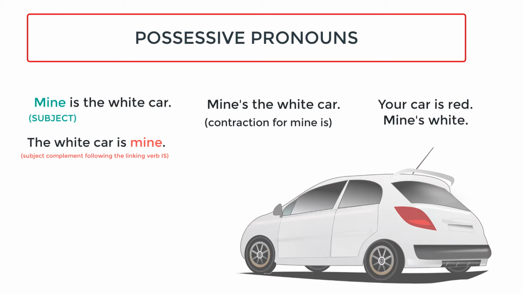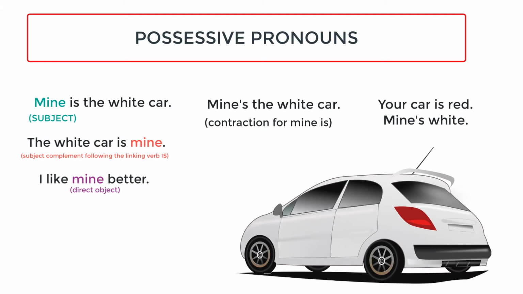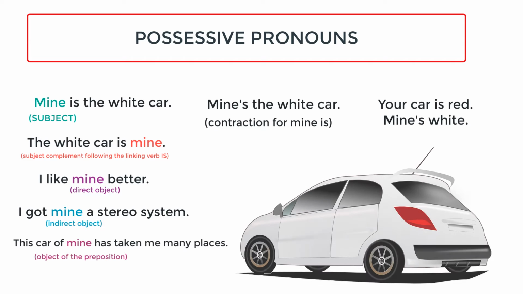Let's go on to the subject complement. The white car is mine. Remember, don't say the white car is mine's. It does not need an apostrophe s. As a direct object, your car is nice, but I like mine better. As an indirect object, you got new tires for your car. I got mine a stereo system. And as the object of the preposition, this car of mine has taken me many places.